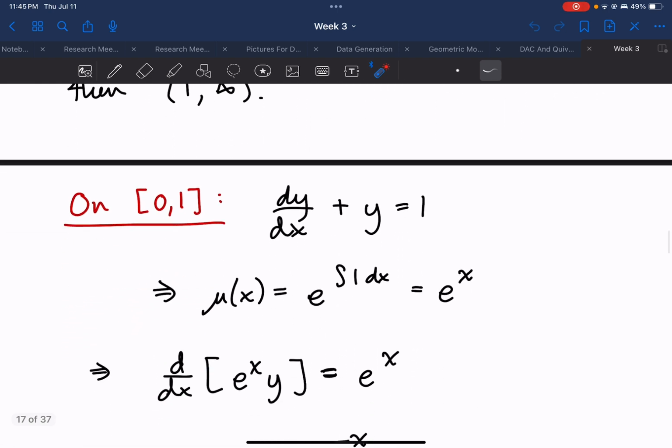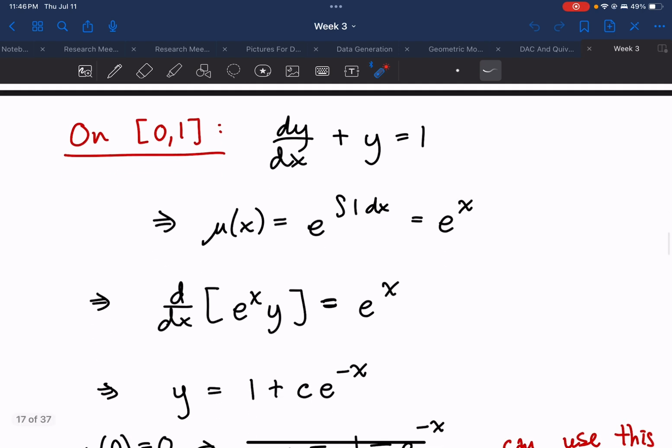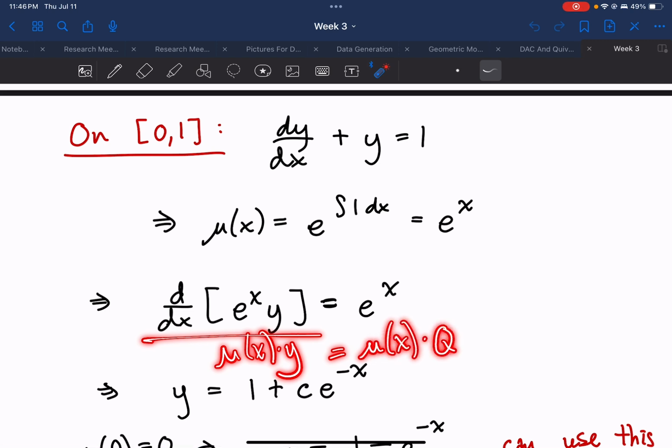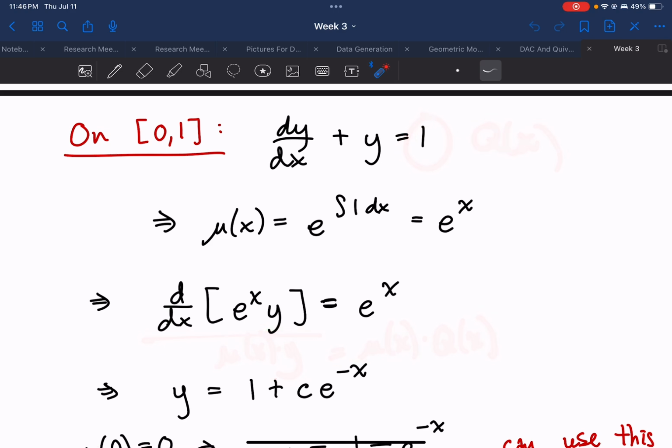Well, in this case, the p of x is really easy. It's just a positive 1. Q of x is positive 1. So finding my integrating factor is straightforward. Mu of x is e to the integral of 1 dx, which is just e to the x. And then the derivative of mu times y is equal to mu times q, which in this case, q of x is just the number 1.